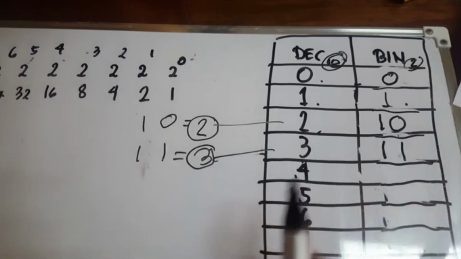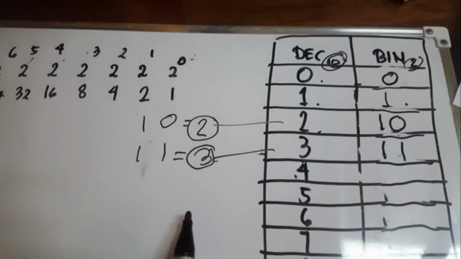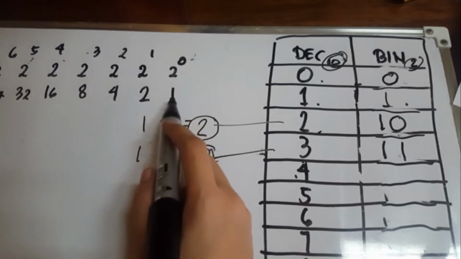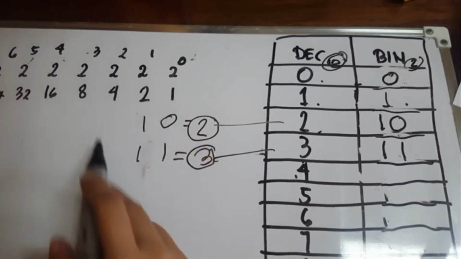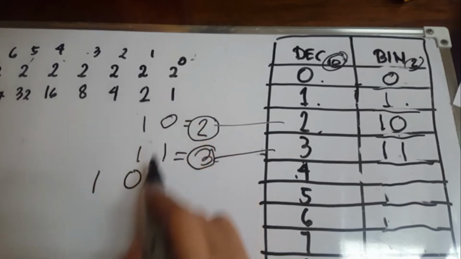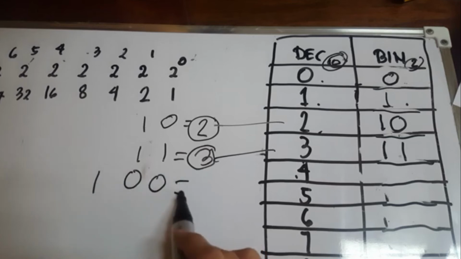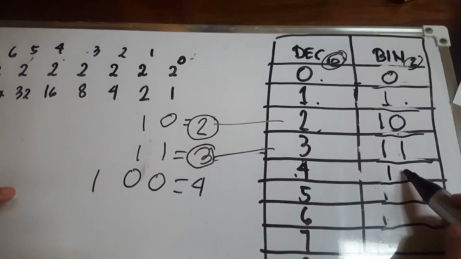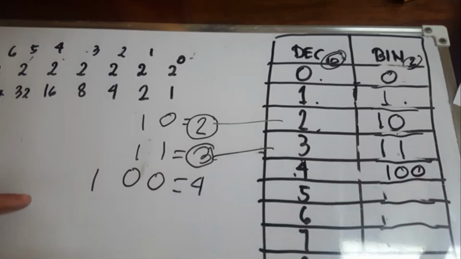Now, how about number 4? Since we only need to get 4, what we need to do is, this is 1, this is 0, and this is 0, so we get the value of 4. So we need 1, 0, 0. The value for that is 4.